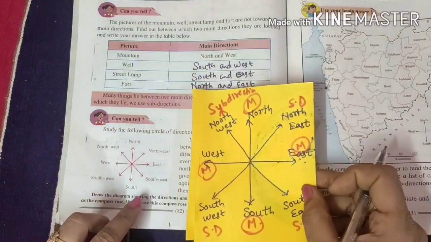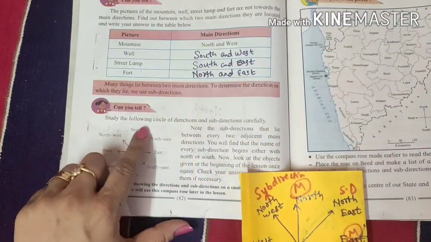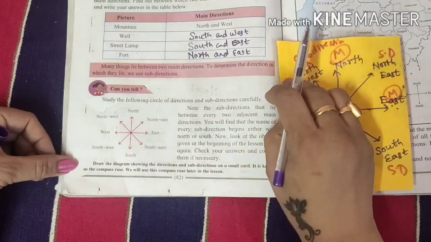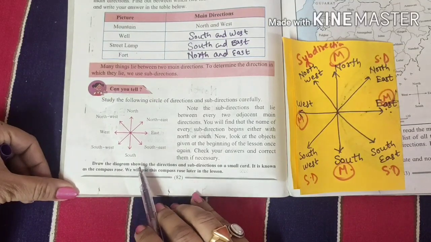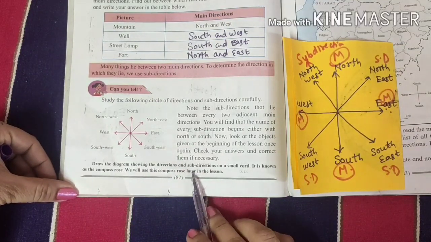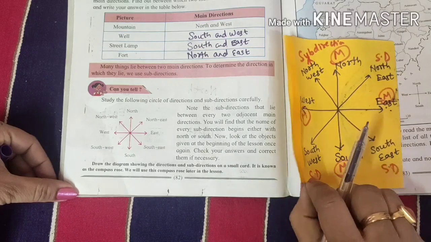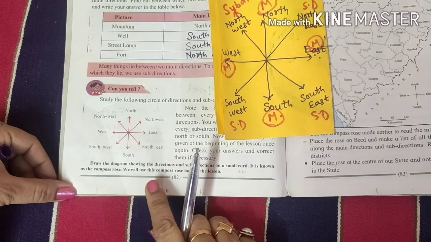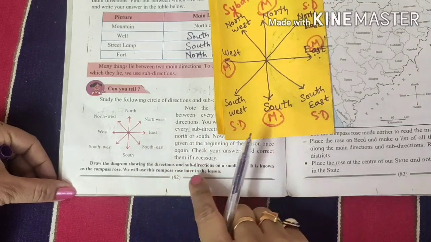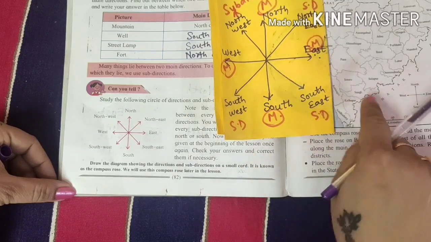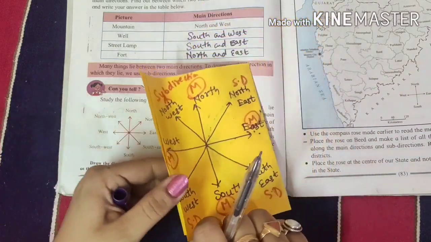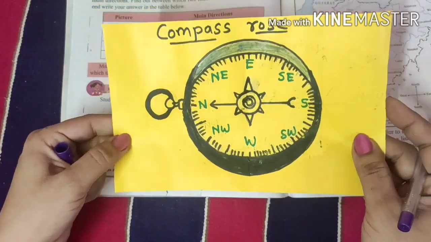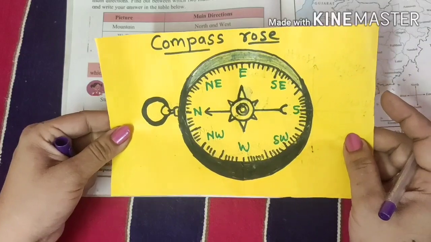Then next one, this compass rose I have made here. What it is given: study the following circle of directions and sub-directions correctly. And draw the diagram showing the directions and sub-directions on a small card which we have drawn, children, and it is known as the compass rose. We will use this compass rose in the lesson. In further lessons, again we will use this chart, this small compass rose I have made for you to show, and this is your compass rose which is used to find out the direction.